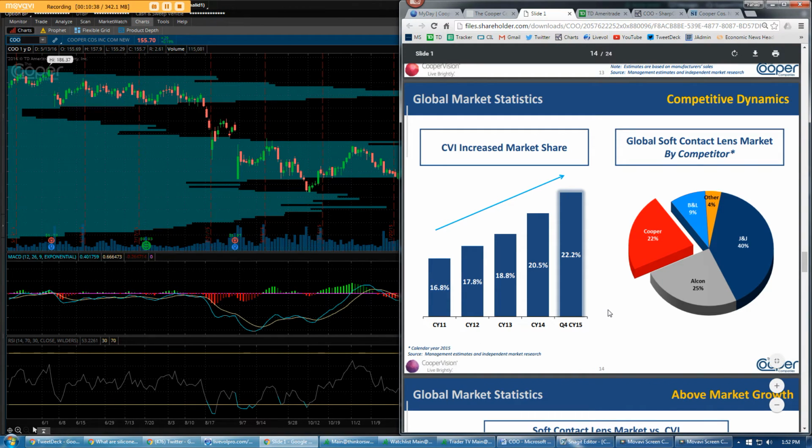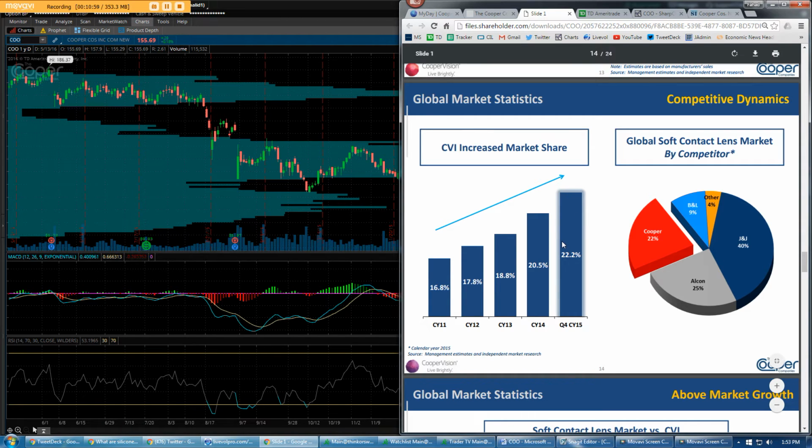You guys know where I'm going with this. Guess what? The only leader that's left that's trying to control and gradually increasing the market share in the soft contact lens market is Cooper, right here, at 22% market share, and it continues to rise. Right here is the trend. It's rising every single year.